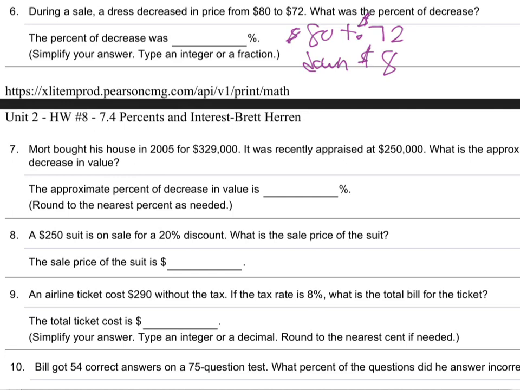Yeah, but why 80? Why didn't you do the 72? Because that's the original price. I want to know from the original. Do we always have to do the original price? Or should we do the 72? I think it's the original price because 72 is the outcome.